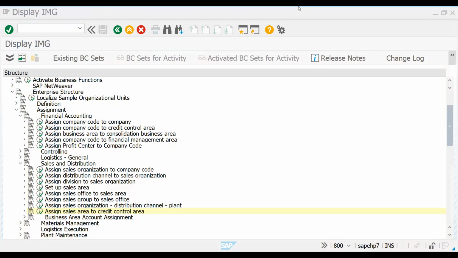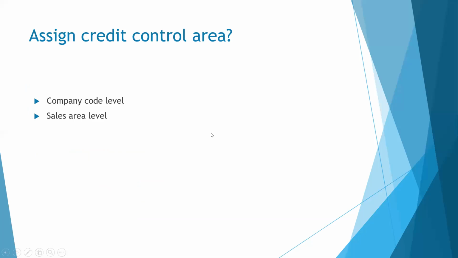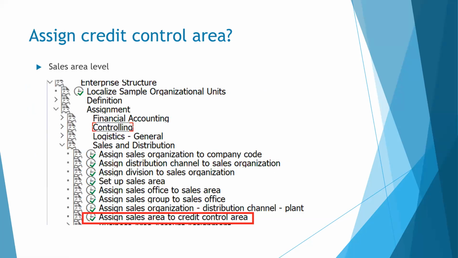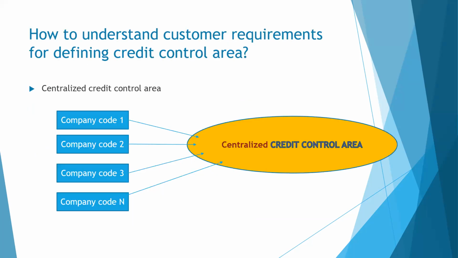Okay, that's fine. Let's go to the slides again. So now you understand what company code level and sales area level assignment are. This is the slide for company code level for your understanding. This is at sales area level. Okay, next we are going to see what a centralized credit control area and a decentralized credit control area are.